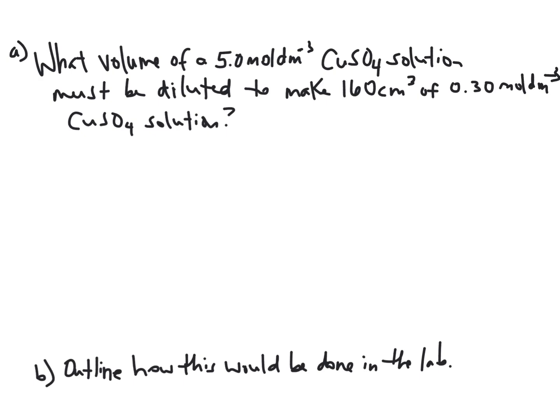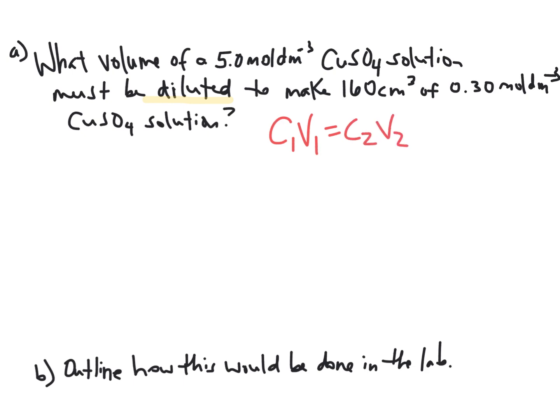All right, let's take this one on. What volume of a 5 mole per cubic decimeter copper sulfate solution must be diluted to make 160 cubic centimeters of 0.30 moles per cubic decimeter copper sulfate solution? So we have the term being just thrown around here, diluted. So we know this is a dilution situation, okay? We know we're going to have to use C1V1 equals C2V2.